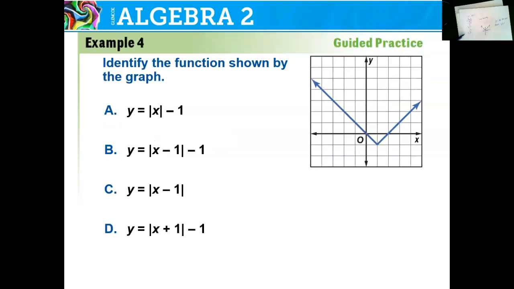Okay, so here's where knowing what your inside and outside are matters. Remember, the parent function always starts at 0, 0. The point is always on 0, 0. Looking at this point, it's been shifted 1 to the right. So I'm looking for one that has a -1 on the inside, but then it's also been shifted 1 down. So I need a -1 on the inside, and I need a -1 on the outside, which corresponds to answer B.